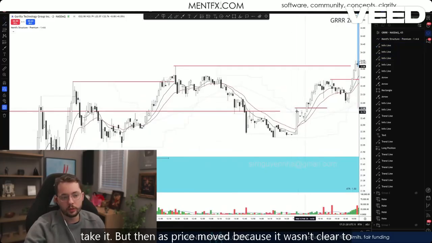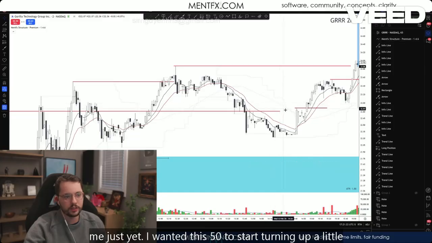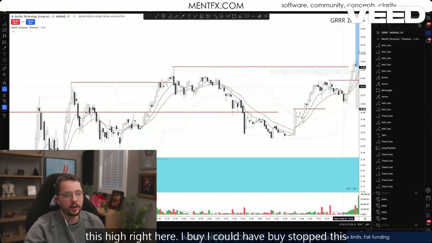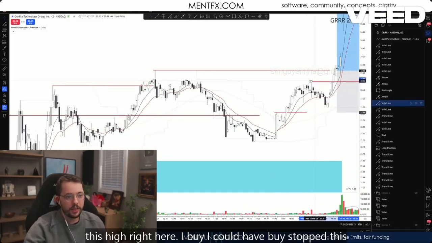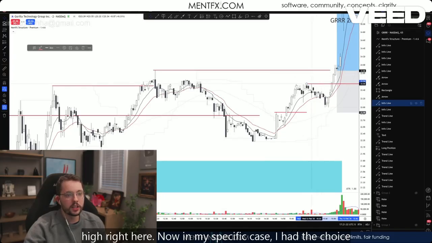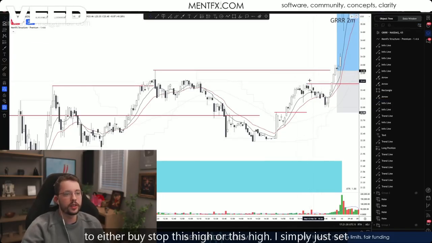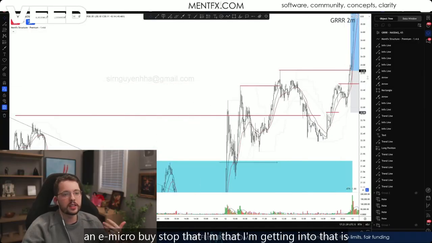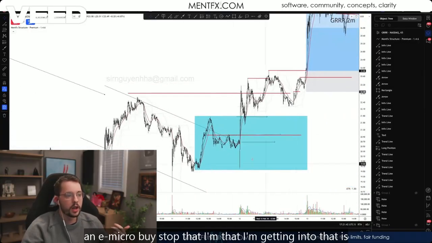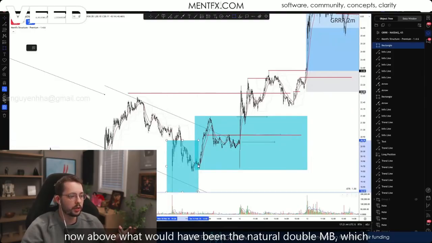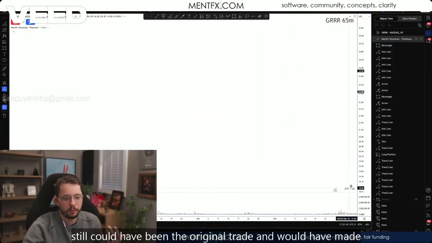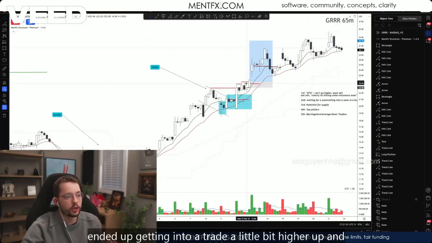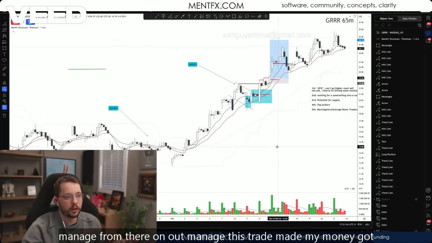But as price moved up, because it wasn't clear to me just yet, I wanted this 50 to start turning up a little bit. Then as price came higher and paused here and made this high right here, I could have buy stopped this high. In my specific case, I had the choice to either buy stop this high or this high. I simply set it to this high, and that was my buy stop. So again, this is an E micro buy stop that I'm getting into that is now above what would have been the natural double MB, which still could have been the original trade and would have made me money. I just chose to follow this through and ended up getting into a trade a little bit higher up and managed from there on out.